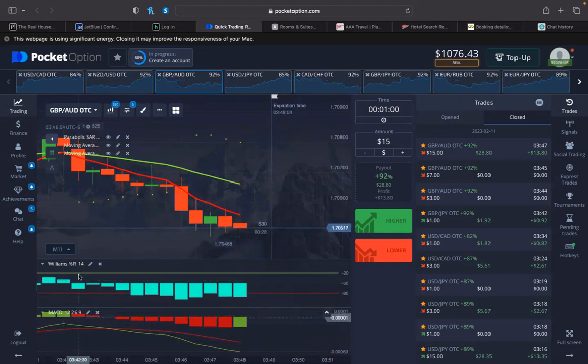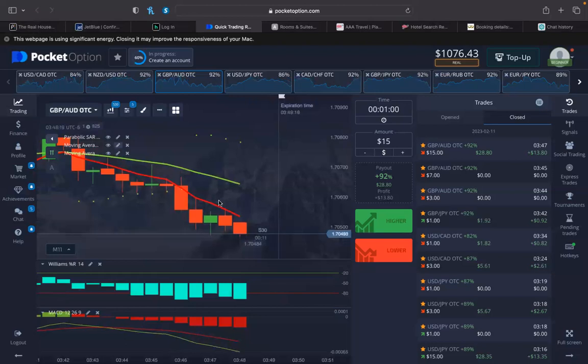MACD settings, as well as the Williams, I'm not changing any of the numbers. It's actually the computer settings, and I'm just rolling with it the way it is. The only thing I actually make changes to are the moving averages. I'm trading with a 6 and a 24.